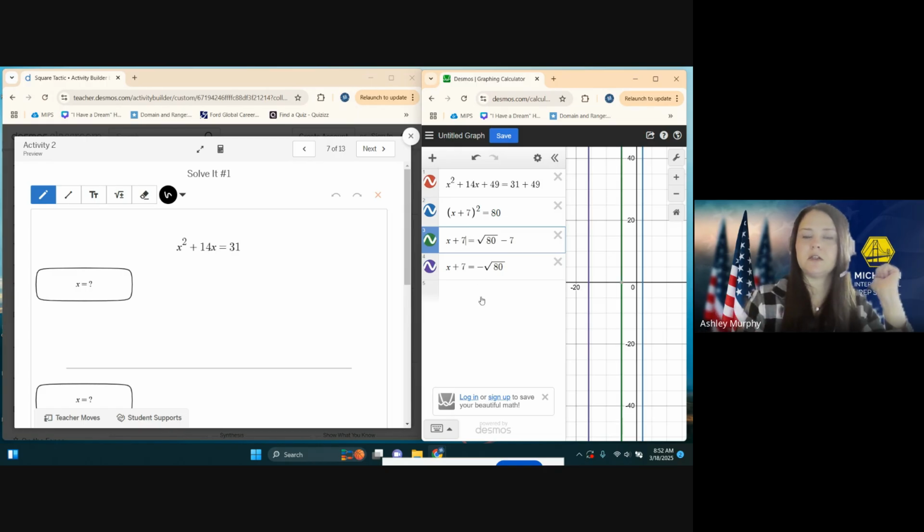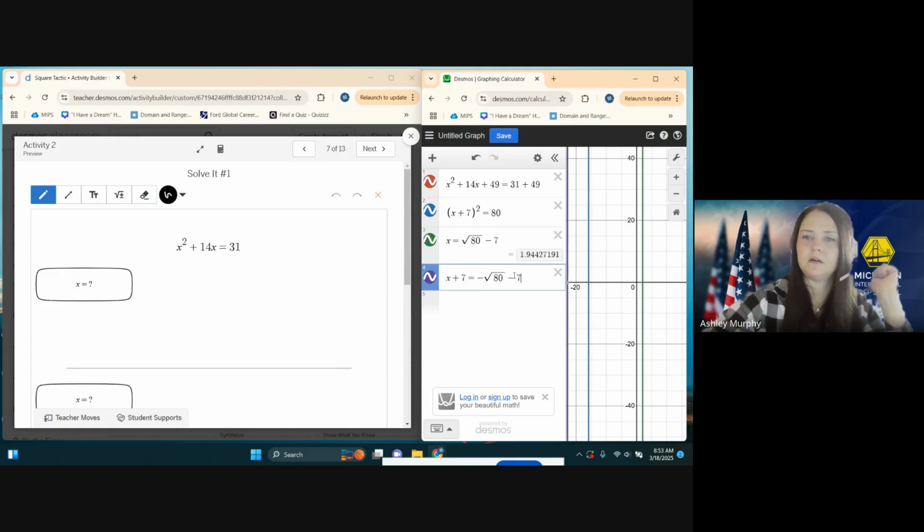If I subtract it over here, it's going to go away, cancel out. Positive 7 and negative 7 cancel out. So minusing 7 on both sides gives our two answers. Now we knew what those answers were. We can see that it matches with the graph.